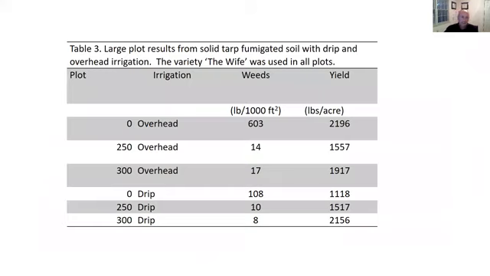And then you can see this, I just put this up here. We did not see a difference in yield, but this was big fields. It wasn't replicated. It was just a single big field. But if you take a look at the weeds, our overhead irrigated is on top of this table. We picked and weighed all the weeds: 600 pounds of weeds in 1,000 square feet. Those that were fumigated, 14 and 17 pounds of weeds per 1,000 square feet.